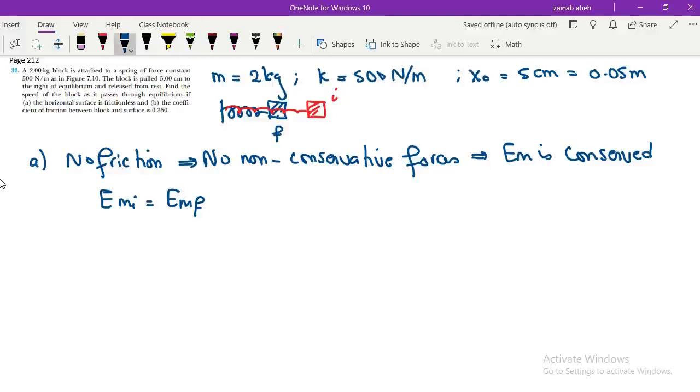What does equilibrium position mean? It is the position where the spring is relaxed, neither stretched nor elongated. There's no elastic potential energy. So I just apply the formula.